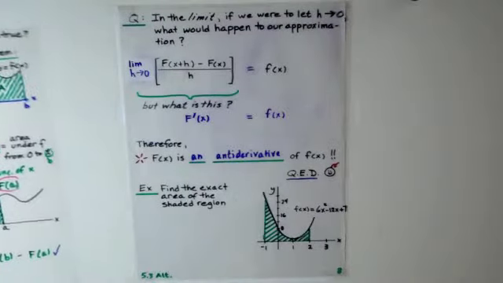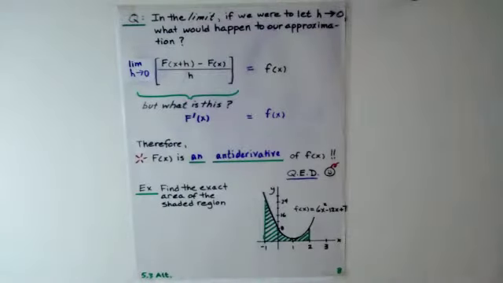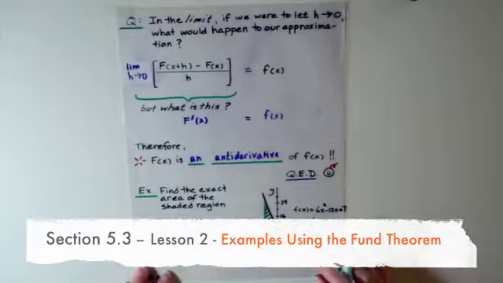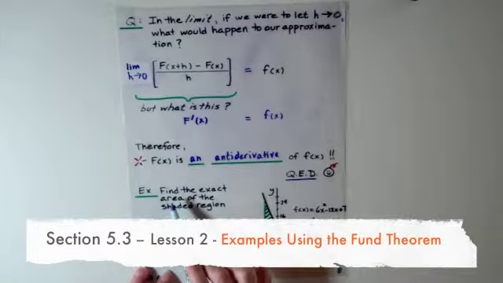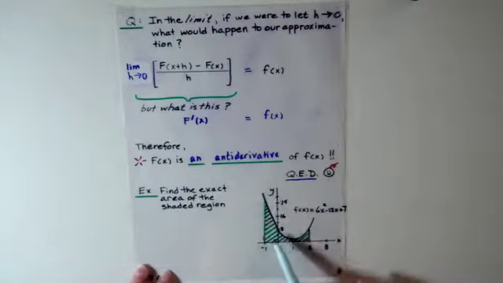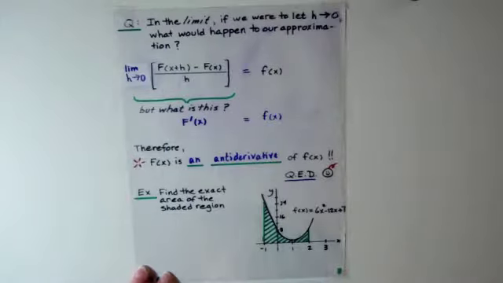Okay, let's go ahead now and look at a specific example. Well, we've done some examples already, but I'd like us to do one that's maybe a little bit more complicated. We're going to find the exact area of this shaded region. Now we get to use the fundamental theorem of calculus, and we've proved that theorem.